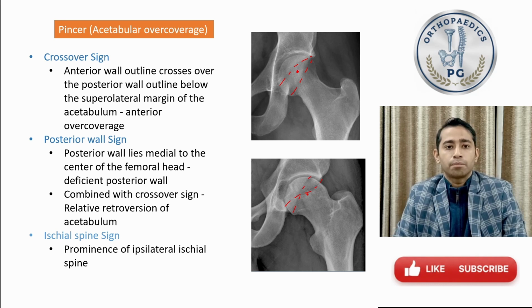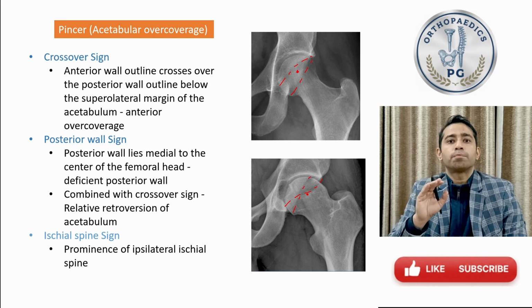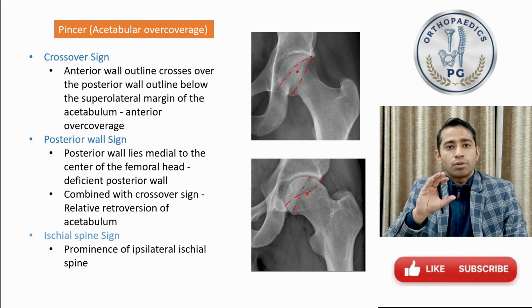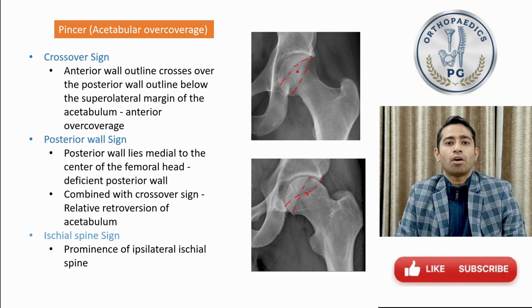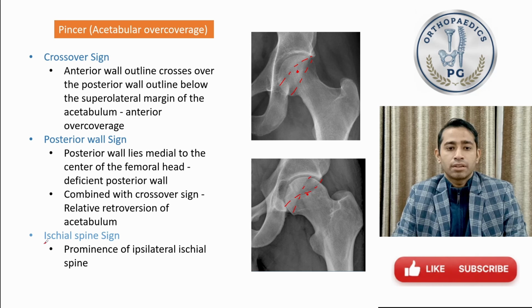Now when we have both a crossover sign and a posterior wall sign, this indicates that there is an anterior overcoverage with a deficient posterior coverage or a true global retroversion of the acetabulum. The other sign of deficient posterior coverage is the ischial spine sign, in which the ischial spine is more prominent on the ipsilateral side in an otherwise normally rotated X-ray.